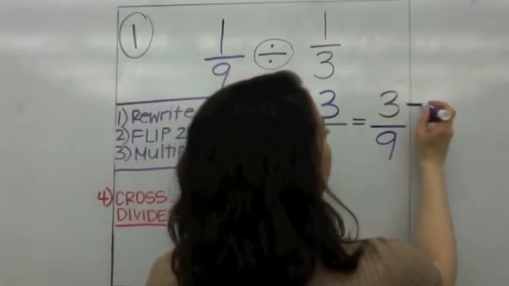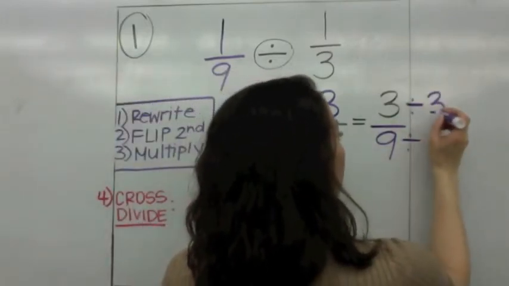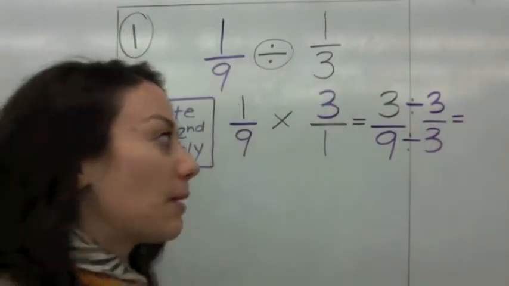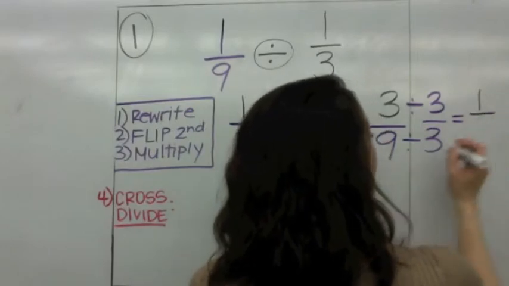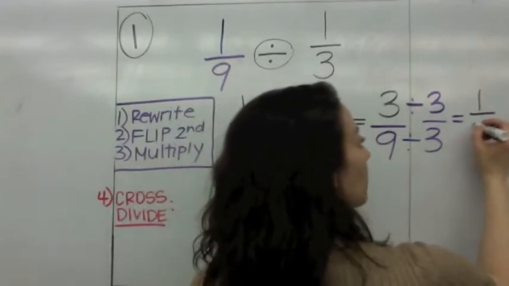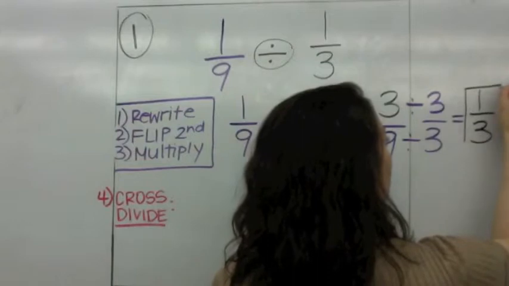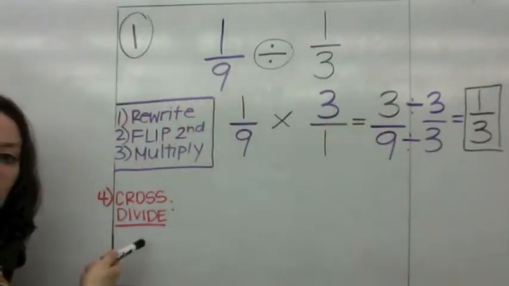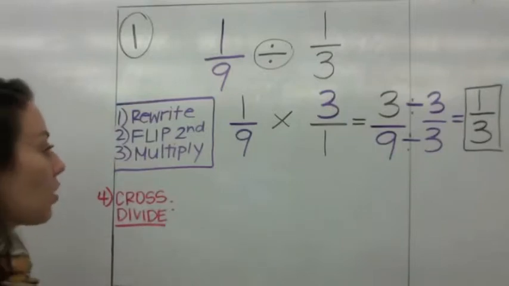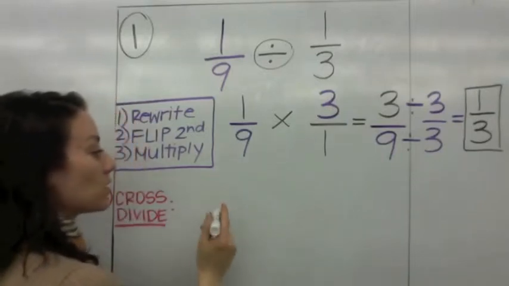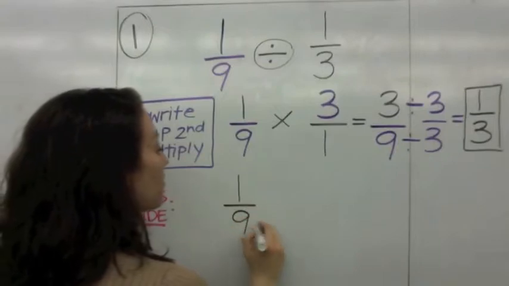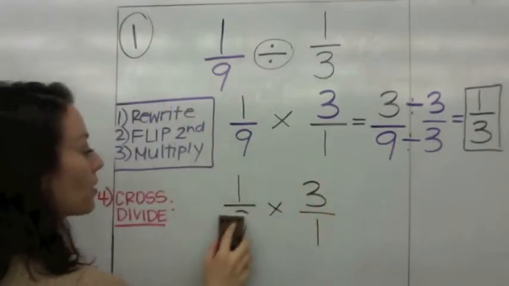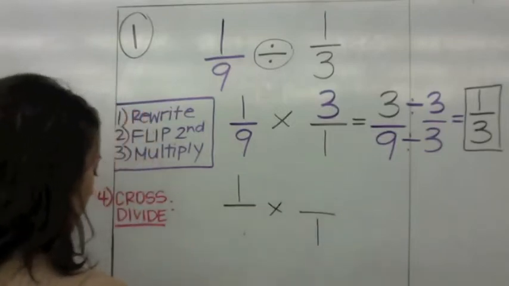At this point, you can divide the top and bottom number by 3. 3/3, okay? And 3 divided by 3 is 1. What's 9 divided by 3? It's, what is it? 3. So your answer is 1/3. Would you like me to show you another way that you could get 1/3? Well, that's actually called cross divide. So let's cross divide. Now, we're only going to write this once. So I'm going to write 1/9 times 3/1. I'm going to show you what you can cross divide here, okay?